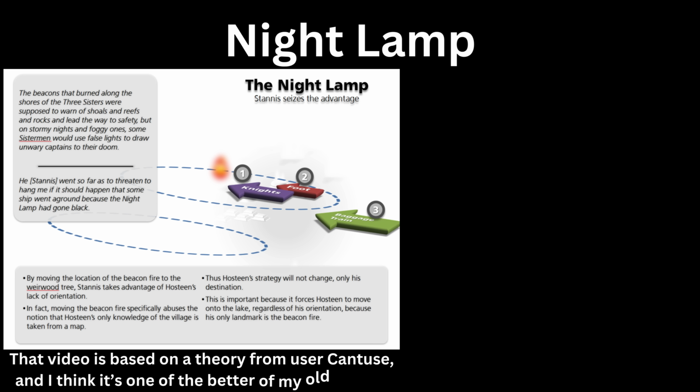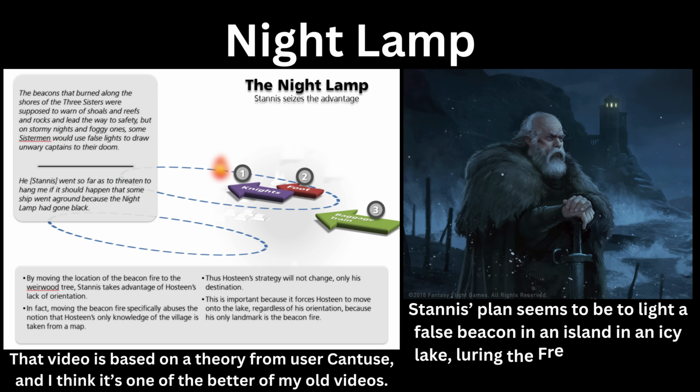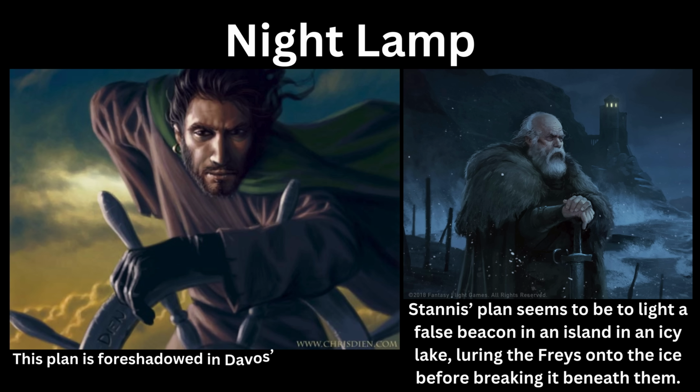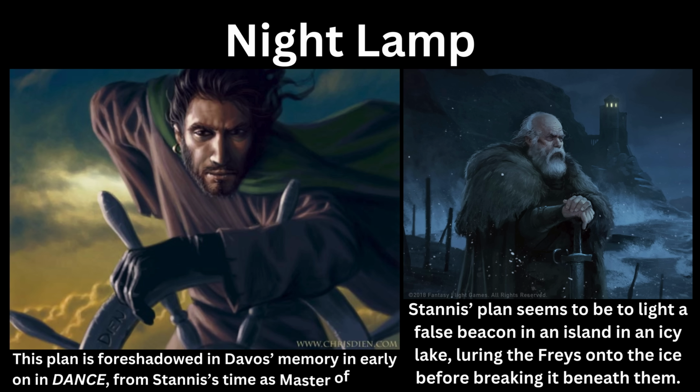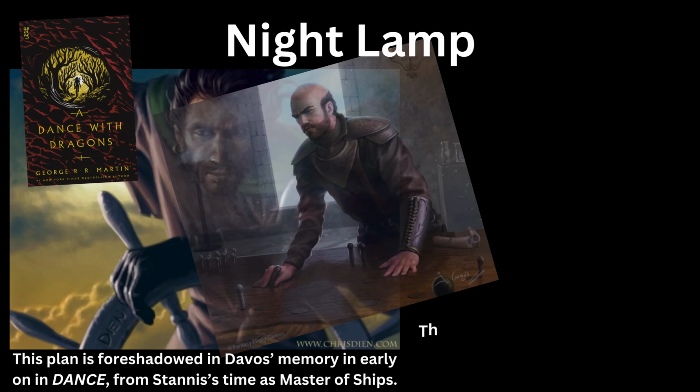But regardless, Stannis' plan seems to be to use a false beacon fire on an island in this lake of ice to lure the Frays and the Manderleys onto the ice, breaking it and causing them all to fall through. This false beacon is foreshadowed earlier on in Davos' chapters in A Dance with Dragons. That is part of why I think this battle was very much intended for A Dance with Dragons, so that setup and follow through is all in one text, rather than being from one book to the other. But I digress. That video goes into more details.